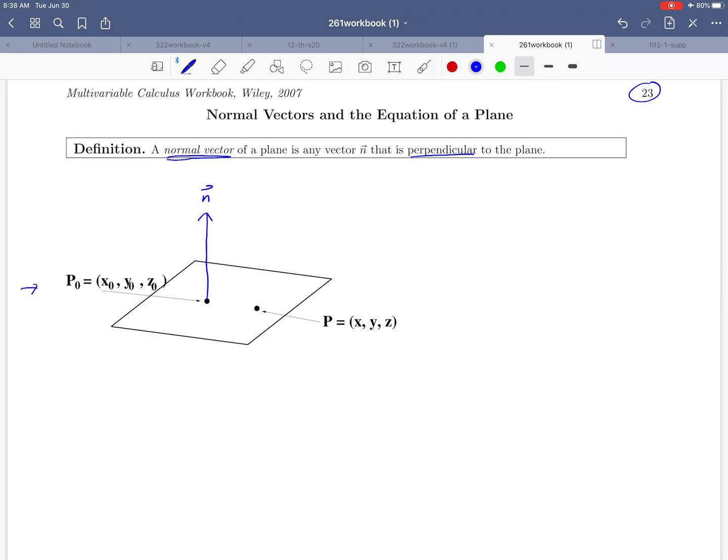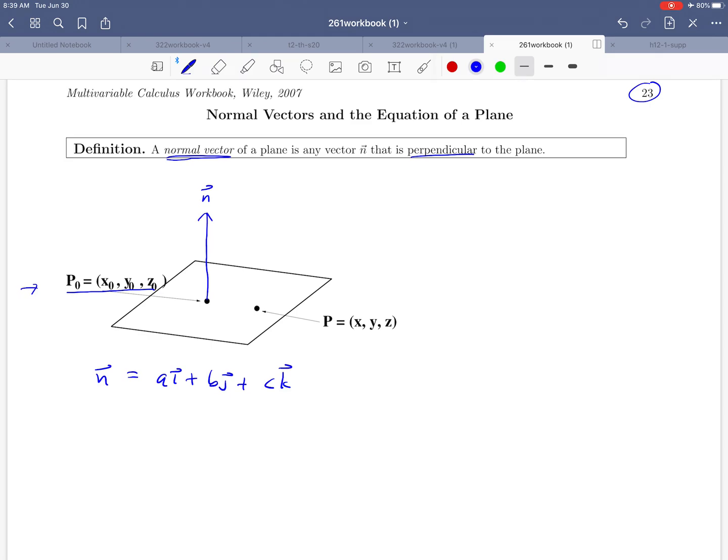Let's assume that n is a normal vector, and let's also assume that we know the value of that normal vector. So maybe it has components a, b, and c: ai plus bj plus ck. We're also going to assume that we know the value of one point on the plane. That's this P naught that we have here. So we'll assume that x naught, y naught, and z naught are actual numbers that we know the value of. It's our goal here to derive a formula for the equation of the plane based on this information.